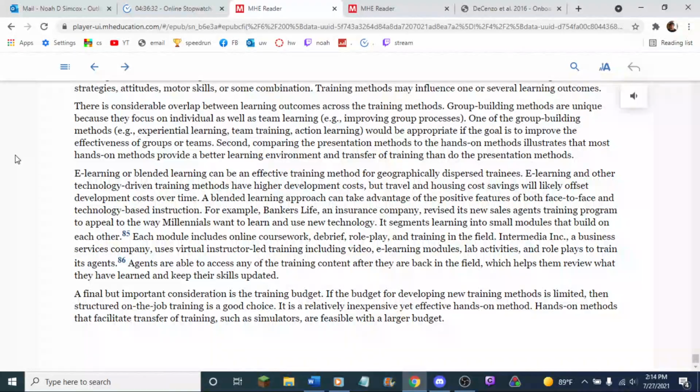A final but important consideration is the training budget. If the budget for developing new training methods is limited, then structured on-the-job training is a good choice. It is relatively inexpensive yet effective. Hands-on methods that facilitate transfer of learning, such as simulators, are feasible with learning.